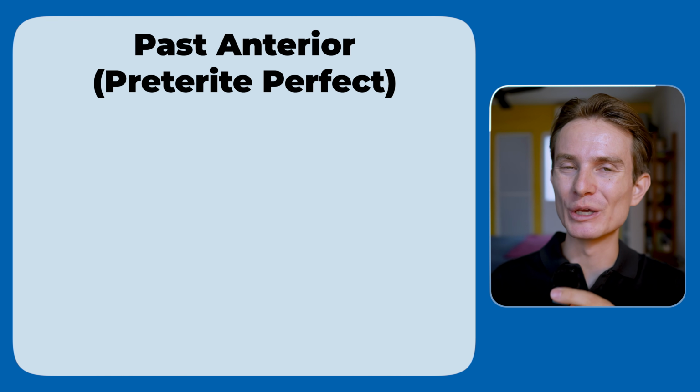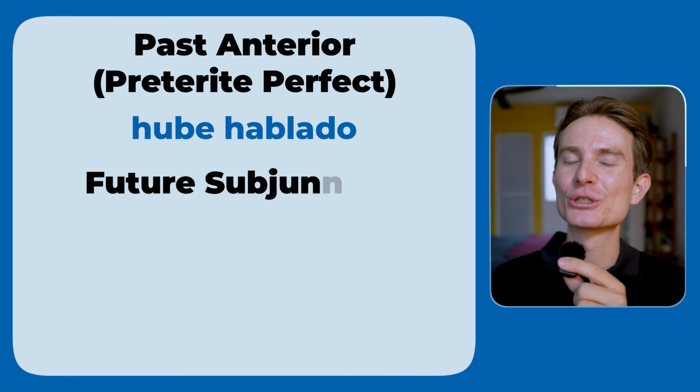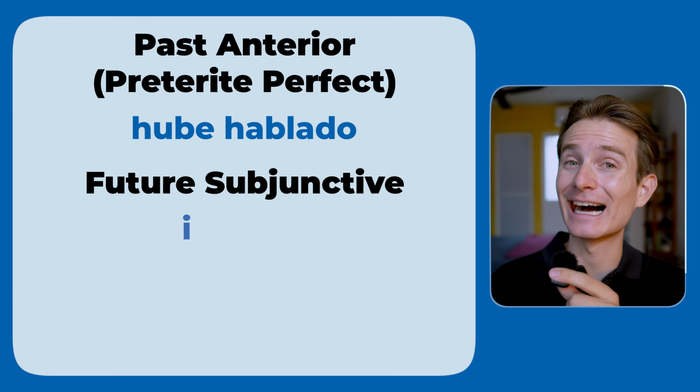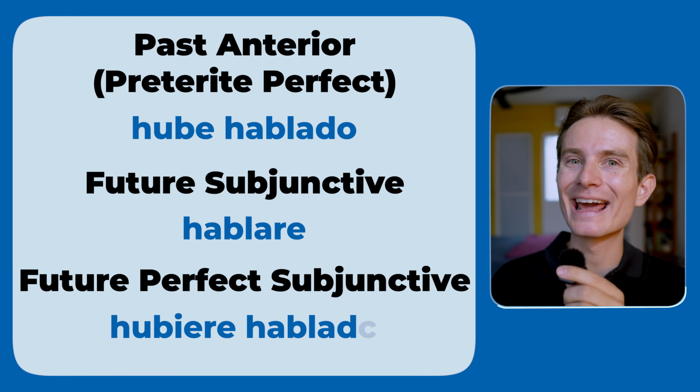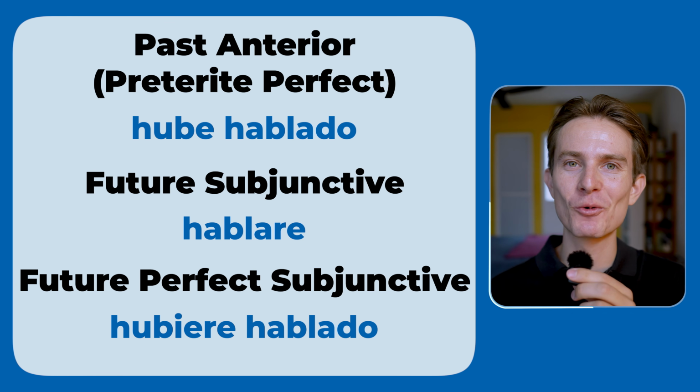Now, no one really uses the past anterior, which would be hubo hablado, the future subjunctive, which would be something like hablare, or the future perfect subjunctive, something like hubiere hablado. So you don't need to worry about these.